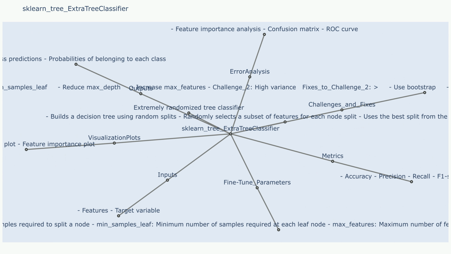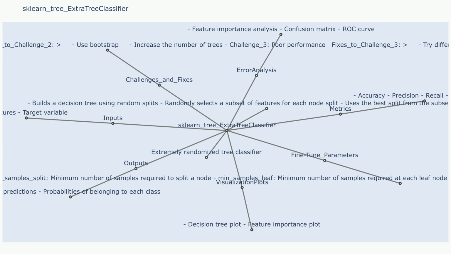Metrics: accuracy. This metric measures the proportion of correctly classified instances. It's calculated as the number of correct predictions divided by the total number of instances. Precision. This metric quantifies the model's ability to correctly identify positive instances: true positives among all instances predicted as positive, true positives plus false positives.